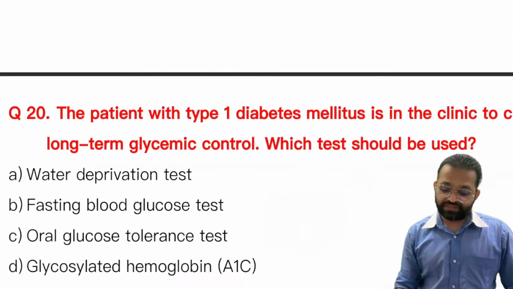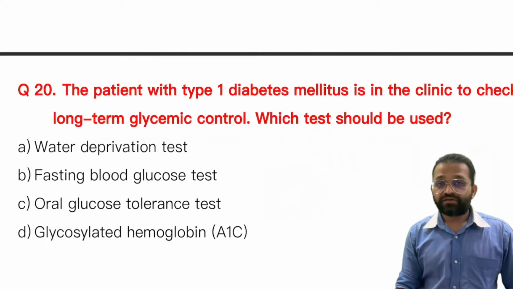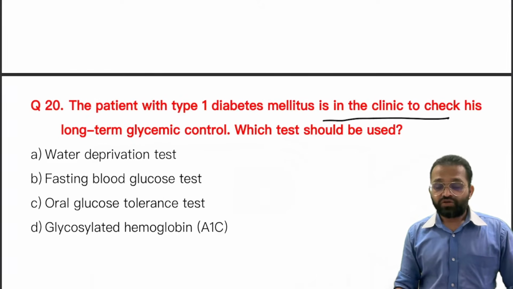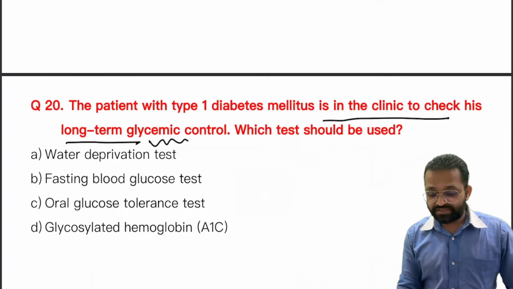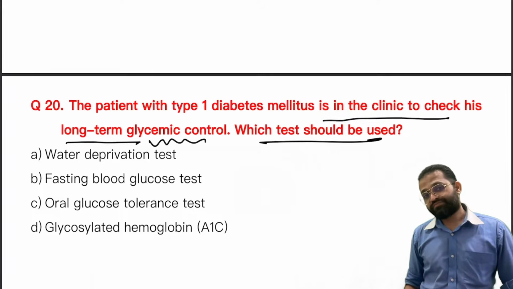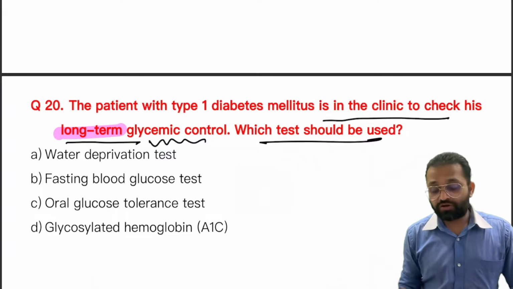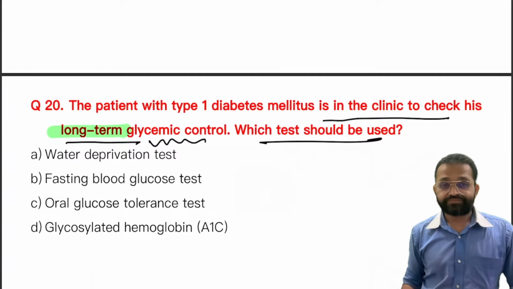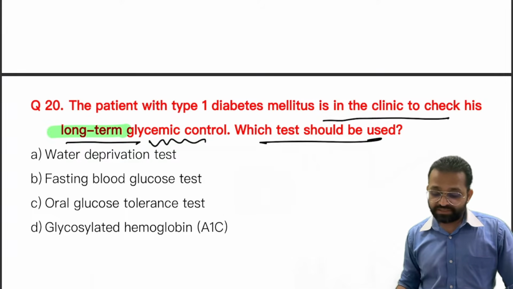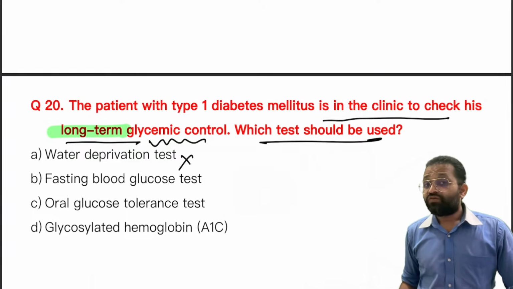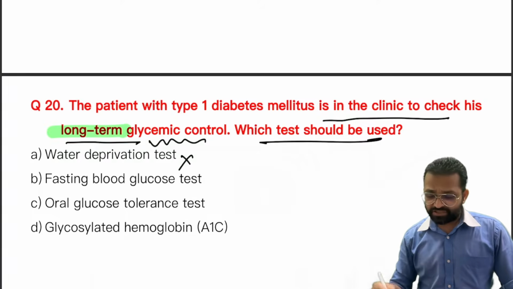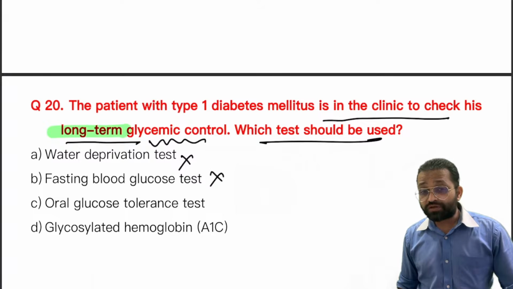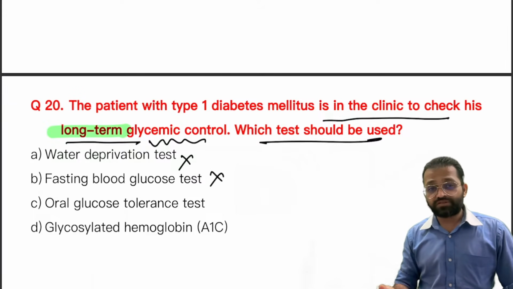The patient with type 1 diabetes mellitus is in the clinic to check his long-term glycemic control. Which test should be used? Yes, they are saying the long term. Water deprivation test? No, sir. Fasting blood glucose test? It is the immediate test, so don't go for this. Oral glucose tolerance test? No, it is also immediate.